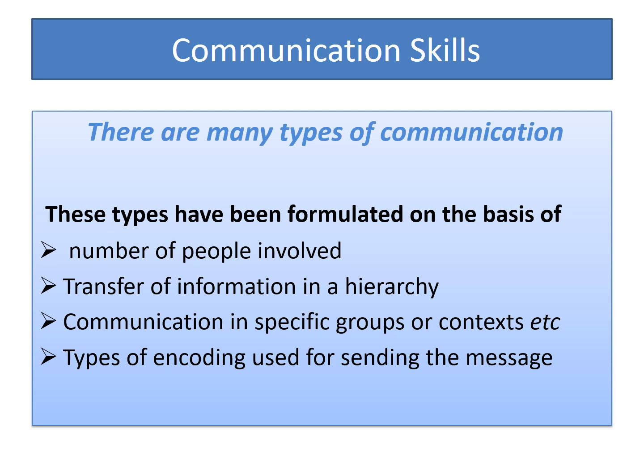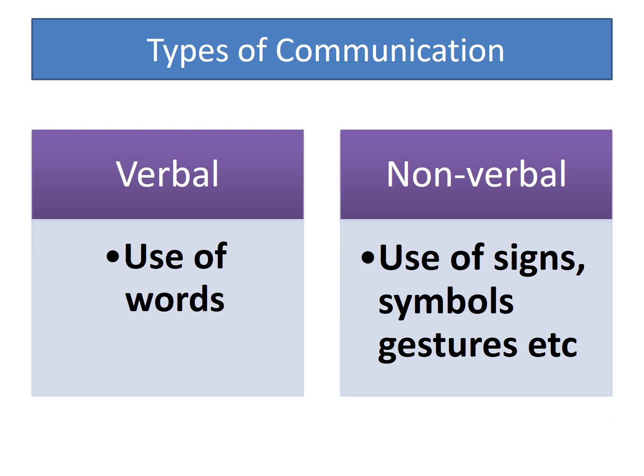Then, on the basis of types of encoding used for sending the message, that means what kind of method you use to encode your message that is in your mind also determines the kind of communication that you are using. Now, based on the type of encoding that you are using, we have two major types of communication, which is verbal communication and non-verbal communication. Now, simply the word verbal means through the use of words, and non-verbal means through the use of signs, symbols, gestures, etc.